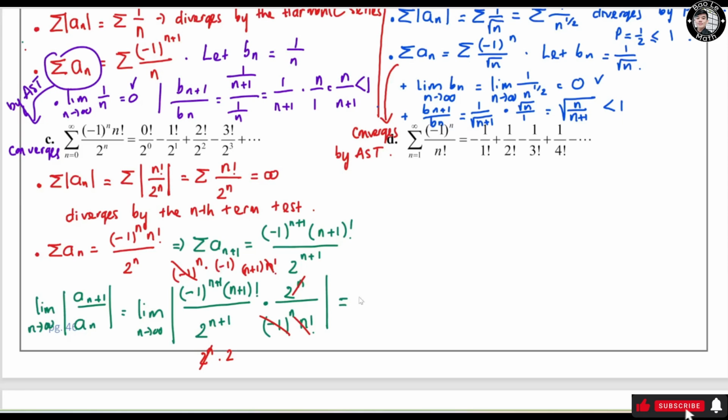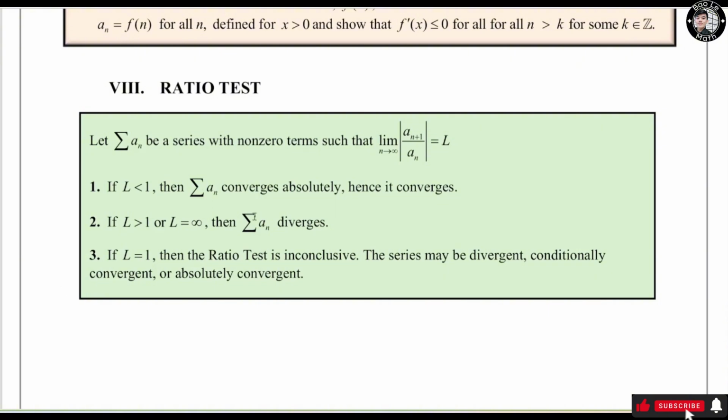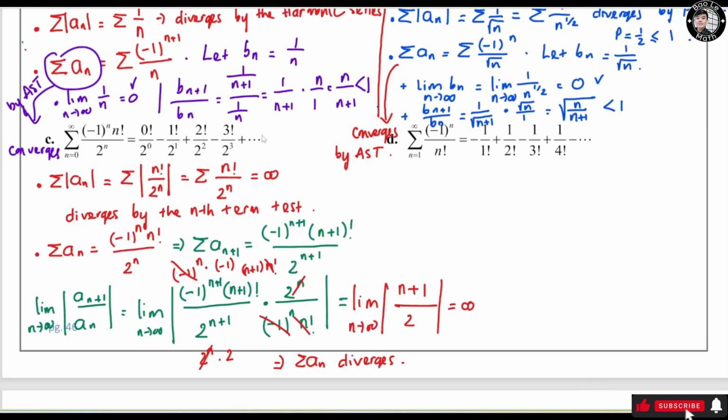So we have the limit as n approaches infinity of the absolute value of n plus 1 over 2. Now when n approaches infinity, this approaches infinity. So by the ratio test, the series diverges. And finally, the original one right here diverges.